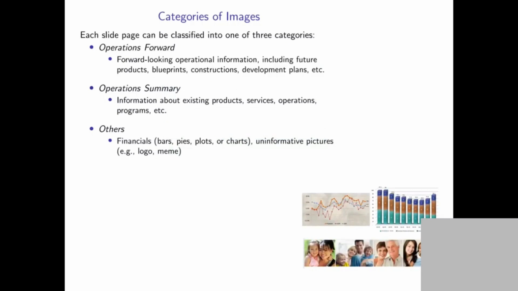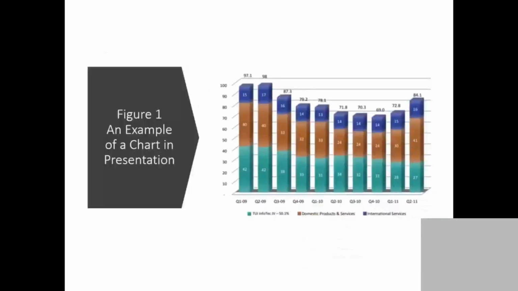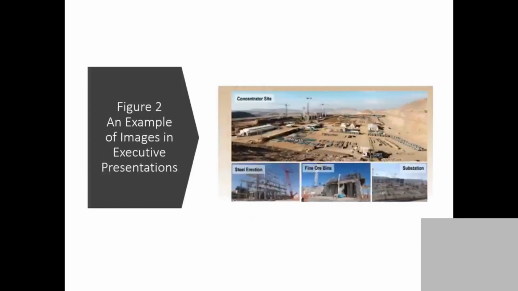So we divide the pictures into several categories. Operational forward means the picture is about future products or future operations. Operational summary is a picture about existing products or existing operations. Others means, for example, this smiling picture, and the financial charts are also others. So we categorize the pictures from CEO presentations into these categories. You can see the financial charts, and you can see the construction. This is unique to CEO presentations. You can find the other kind in the annual report or 10-K.